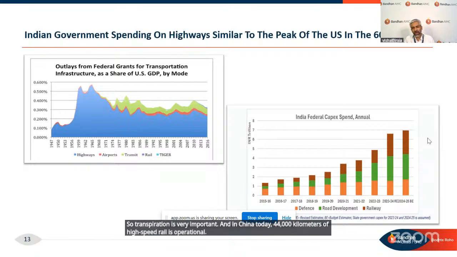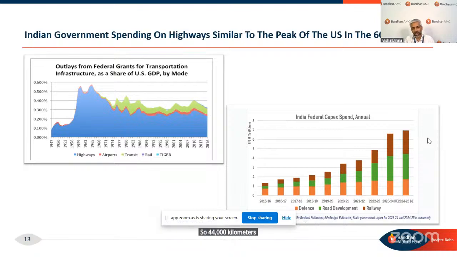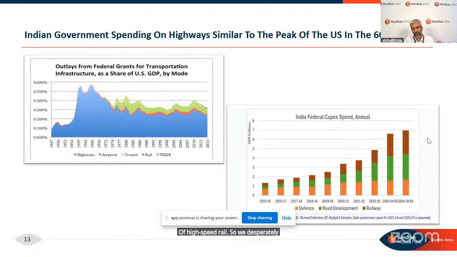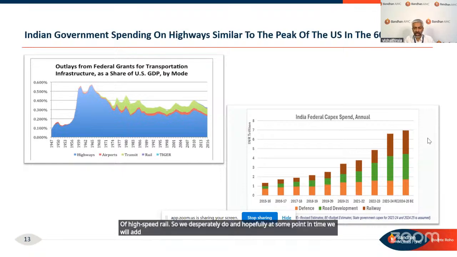So 44,000 kilometers of high-speed rail is currently operational in China, and we are still debating, do we need 600 kilometers of high-speed rail? So we desperately do, and hopefully at some point in time we will add more high-speed rail as well.